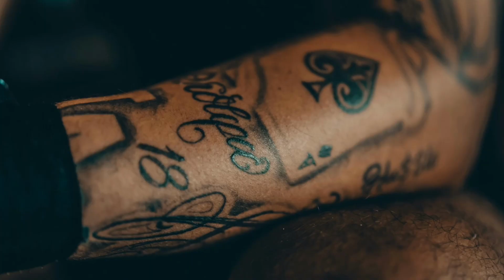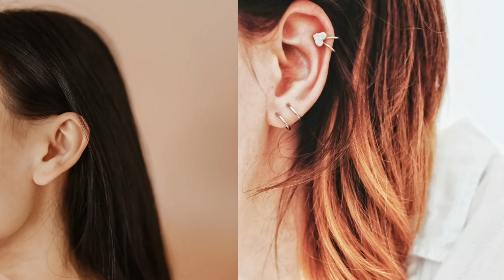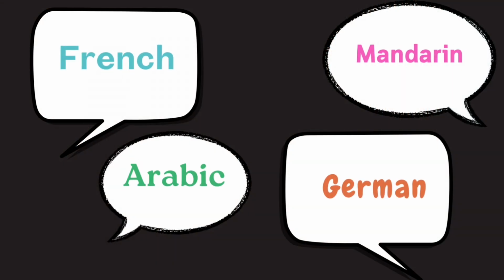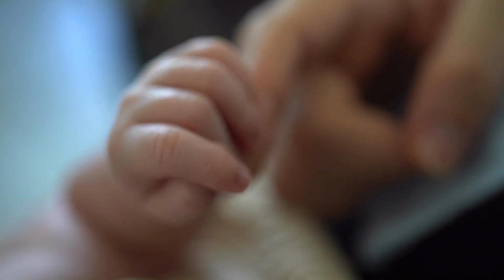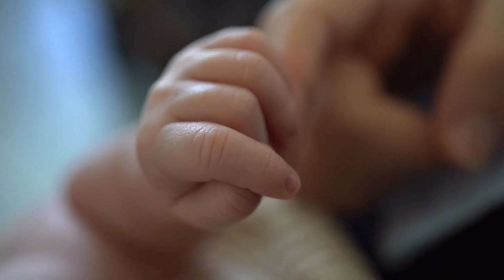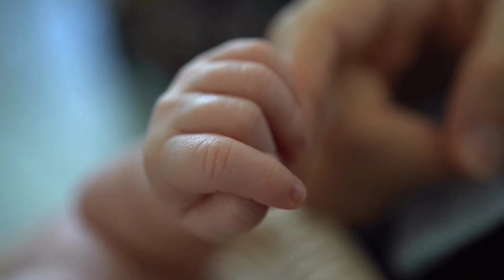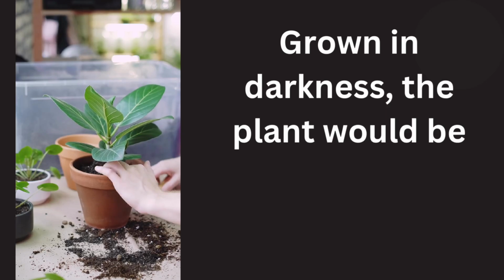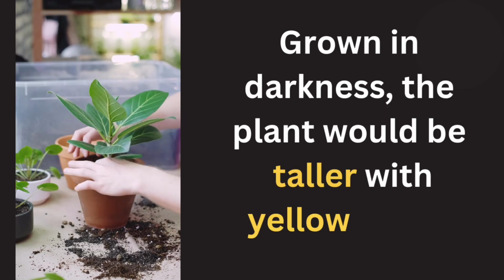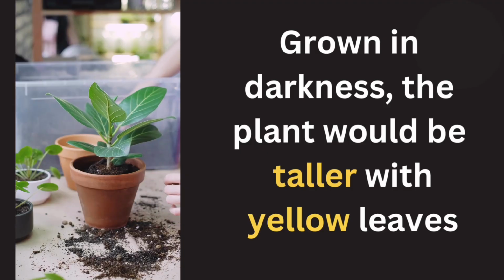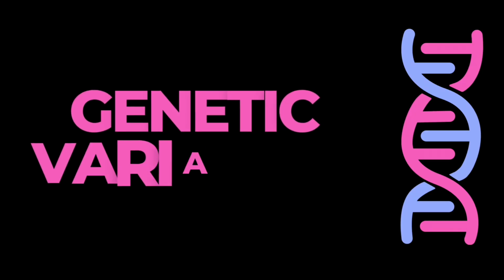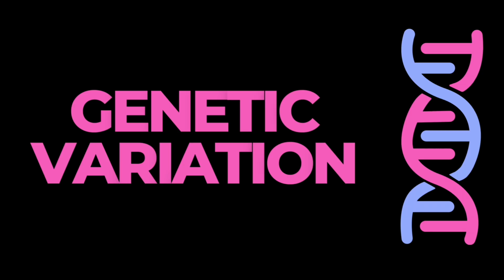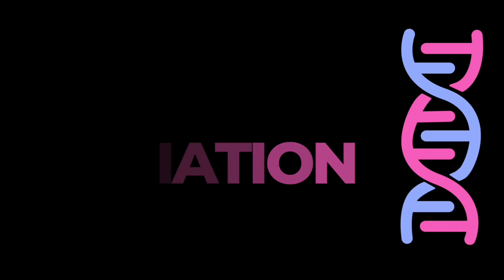Some examples of variation are influenced just by our environment and not our genes, such as whether or not you've got a tattoo, whether you have ear piercings, and which languages you speak. If you were born into a different family or lived in a different part of the world, these features about you might be different. Plants are also affected by the environment. If this plant had been stored in a dark cupboard, it would be taller with yellow leaves because plants need light to grow healthily.